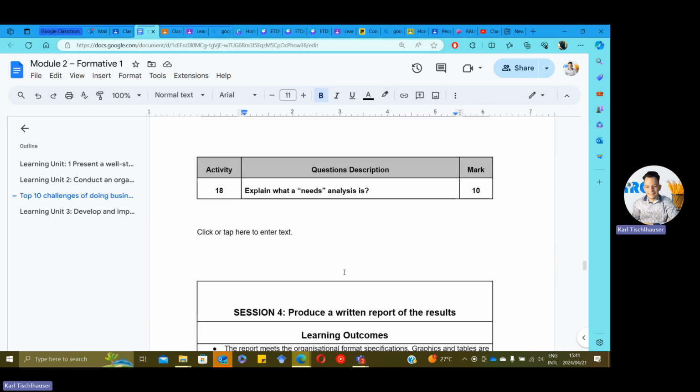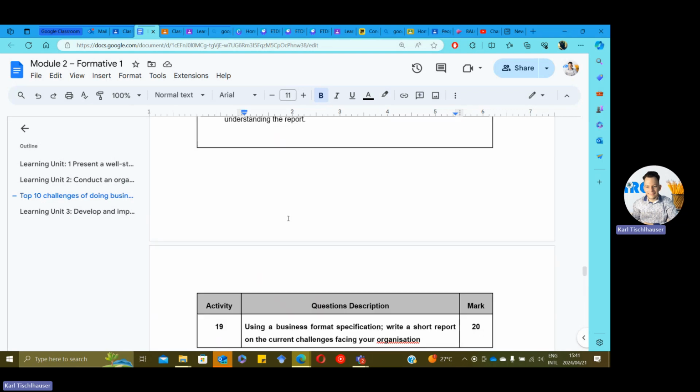Okay. Number 18 says, explain what a needs analysis is. Remember, if we're going to do a needs analysis, we're going to identify exactly what is required, what this organization needs to move forward, what it needs to churn a productive revenue, or what we need to do to produce or improve productivity in an organization.